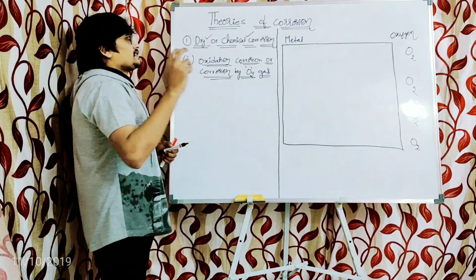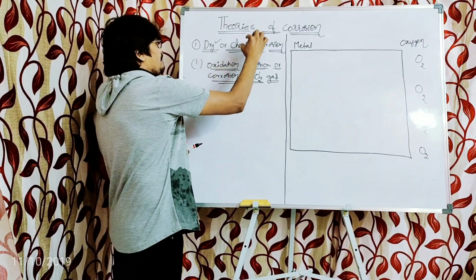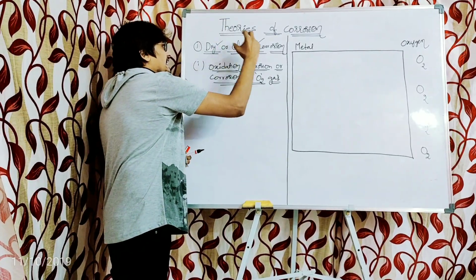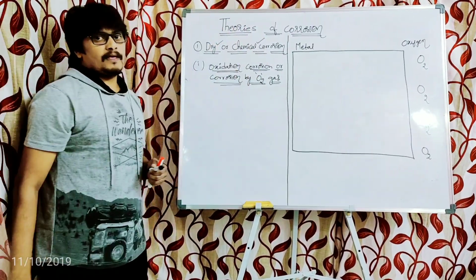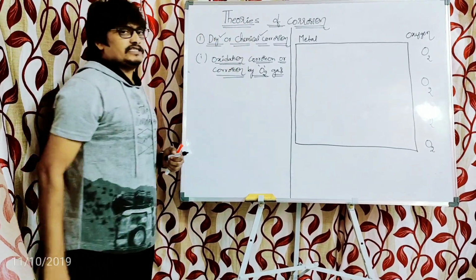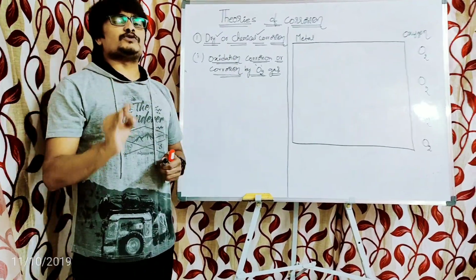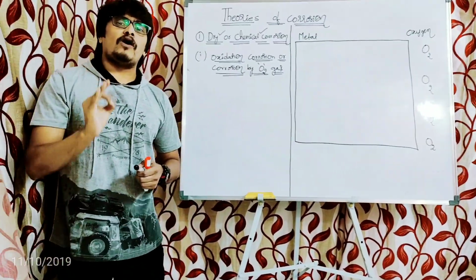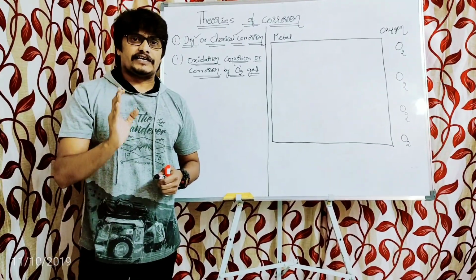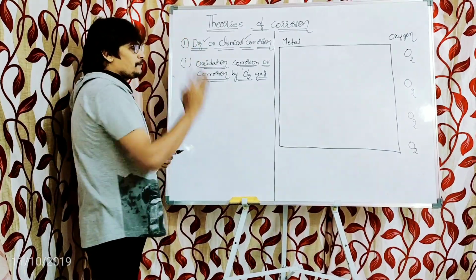Now, let us discuss the first theory of corrosion, which is dry or chemical corrosion. The name itself suggests what exactly this corrosion is. There are two names associated with this corrosion. The first is dry corrosion. First of all, we have to discuss why it is called dry corrosion, because this corrosion occurs under dry conditions. That is the reason it is called dry corrosion.